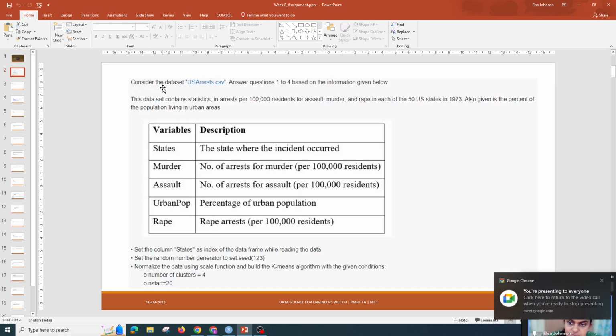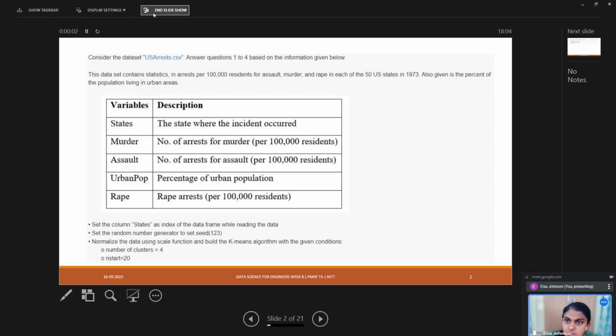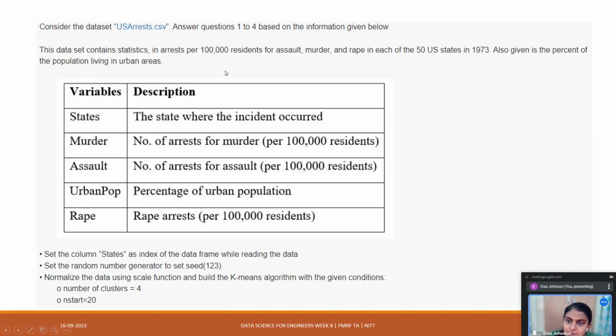In this one, I'll just shift to the presentation mode. Here the first thing given is to consider the data set usrs.csv and answer the questions from 1 to 4 based on the information given below. I'll just give information about the data set. This might also be the data set given in your present assignment.